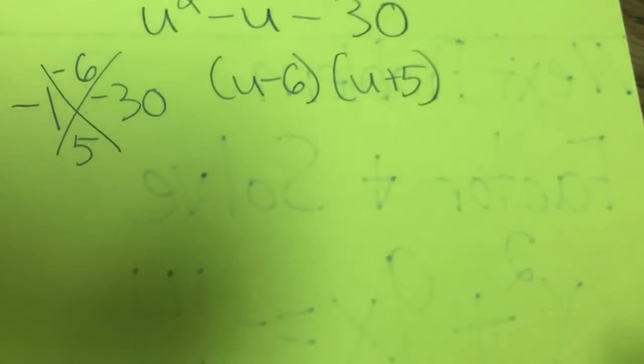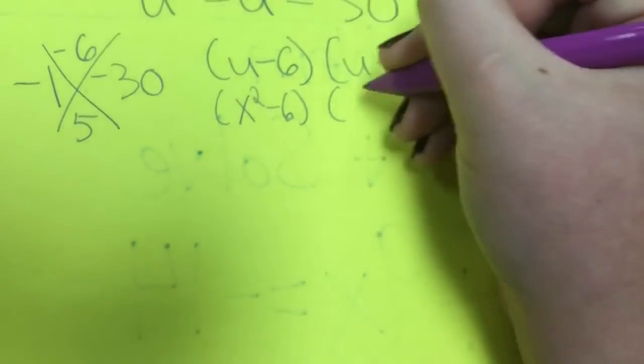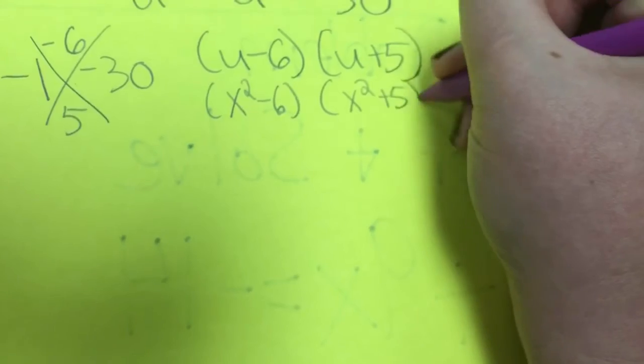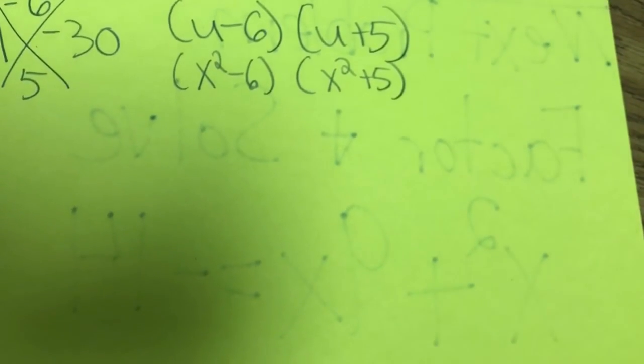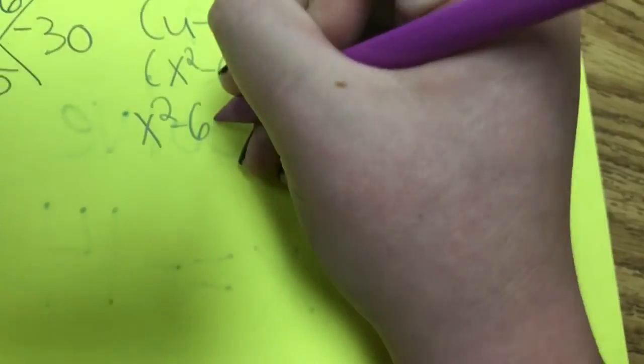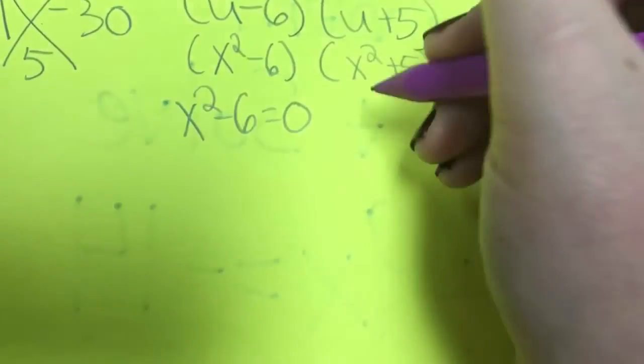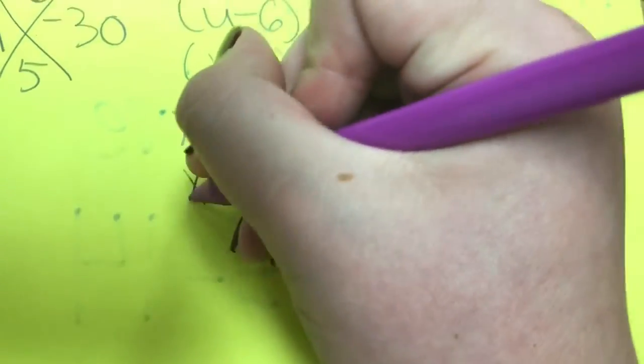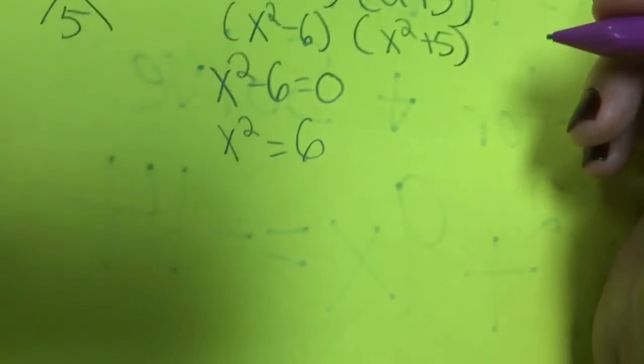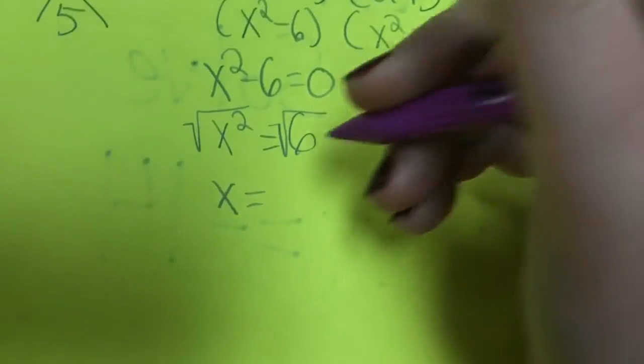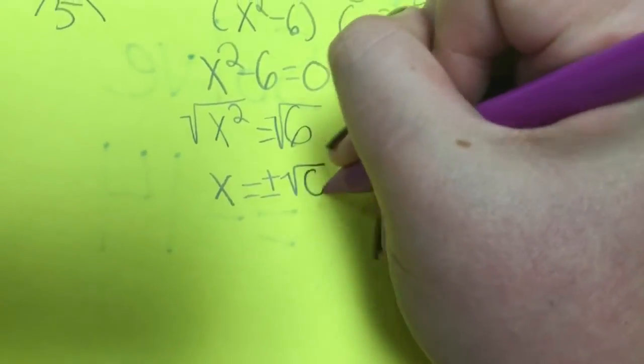I'm going to substitute my x squares back into my parentheses. Then I'm going to solve because they said solve. So x squared minus 6 equals 0. For this one, you can get x squared by itself and then square root it. So I have x squared equals positive 6. Take the square root of both sides. I'm left with x equals plus or minus the square root of 6.